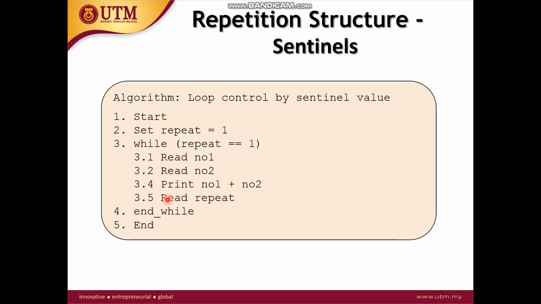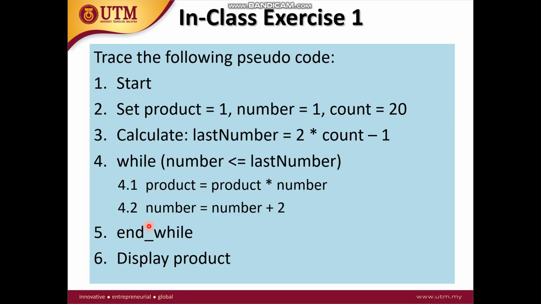If the value read, which is going to be entered, is 1, the program comes back to the while and asks you to enter those two numbers, and it gives you the summation of them. Then it asks you to enter the repeat. If repeat equals 1, this loop iterates itself. If not, the while stops, it comes to this point and your algorithm ends.